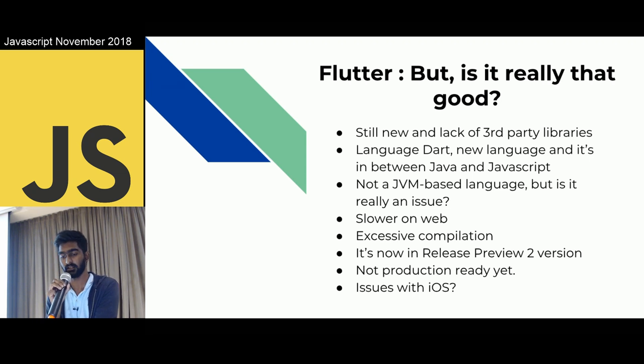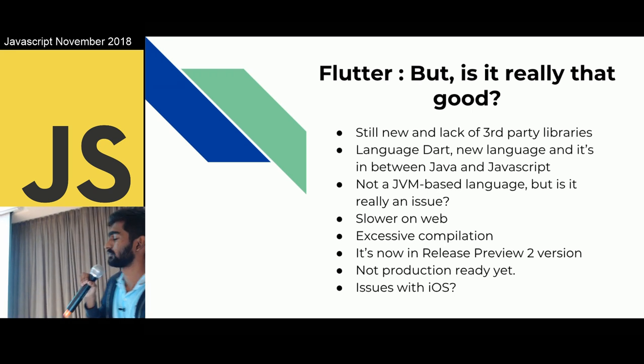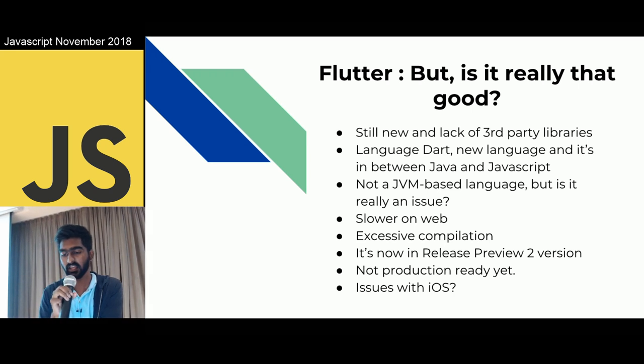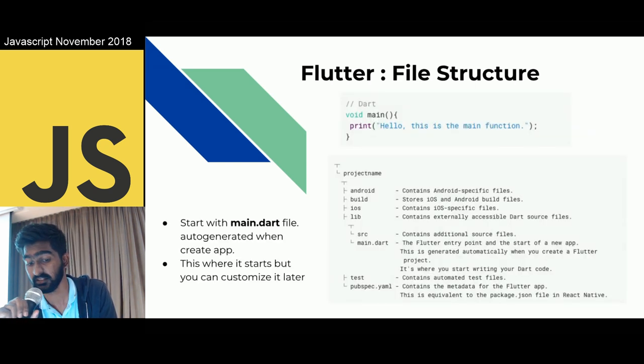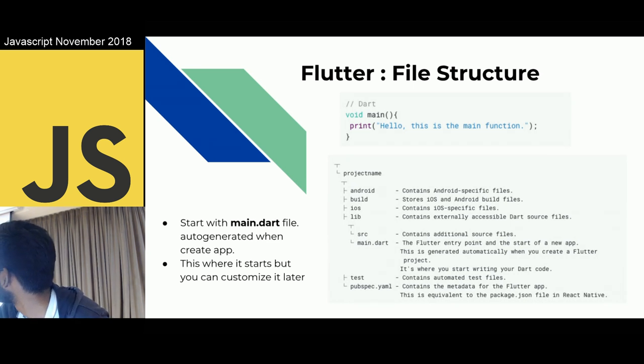On the web side, React Native has ReactJS, which is very slow. It's not even recommended to use it on the web. And the compilation could be excessive sometimes as well. And this is the file structure for it. It's pretty straightforward. Basically you start with the main.dart file, that's where everything starts, and you can start coding straight away from there.